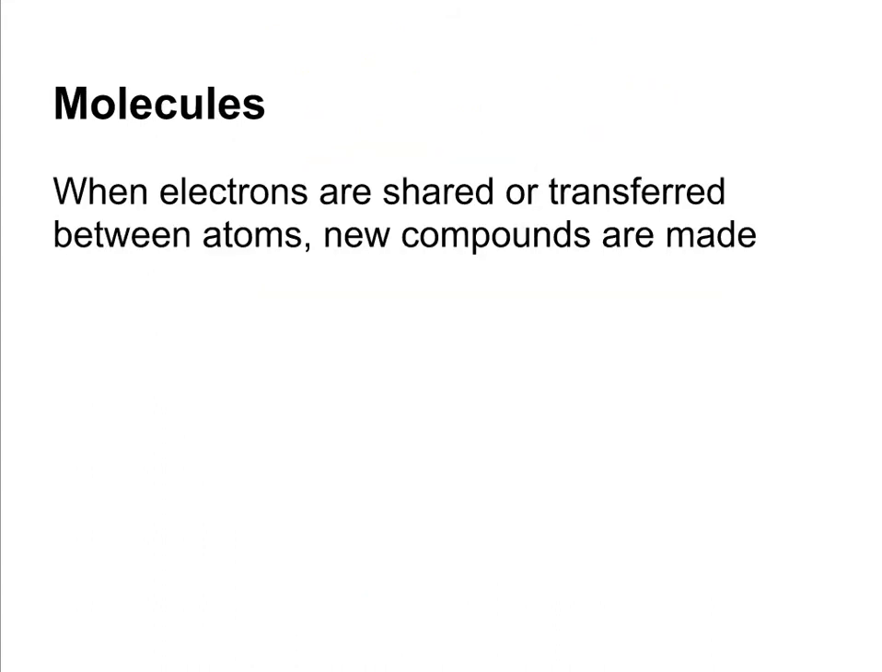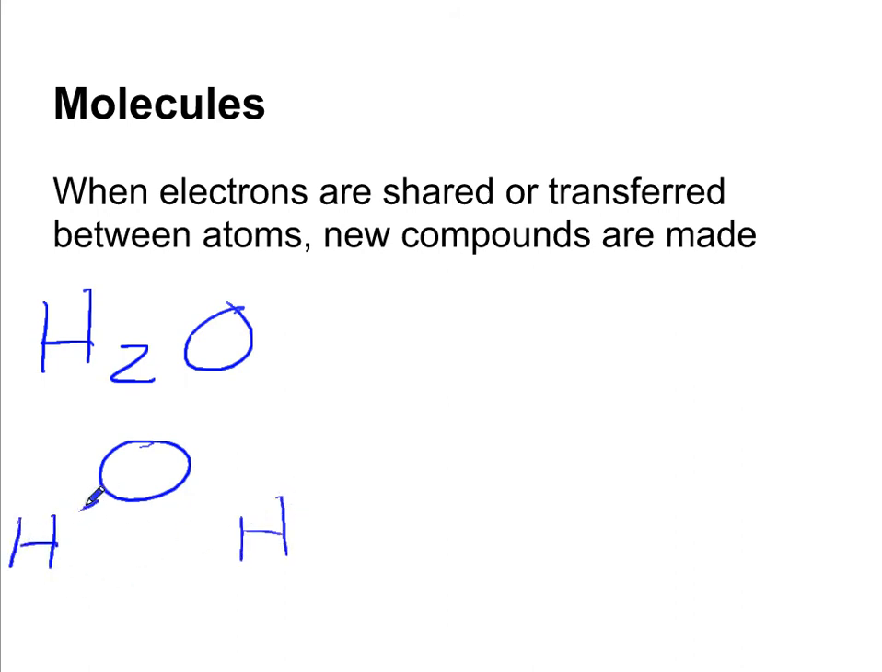Molecules are formed when electrons are shared between atoms and new compounds are made. So an easy molecule that we all know, water, H2O, it's made of 2 hydrogens and 1 oxygen. So we've got our 1 oxygen in the middle, and it's connected to 2 hydrogens. These lines, those are bonds that represent shared electrons between the hydrogen atoms and the oxygen atom. That's called a molecular or covalent bond because electrons are shared.